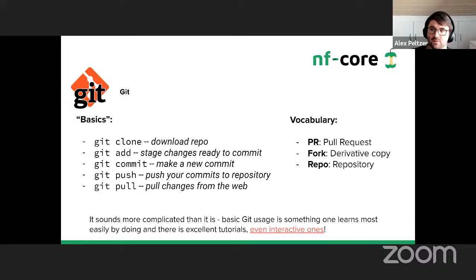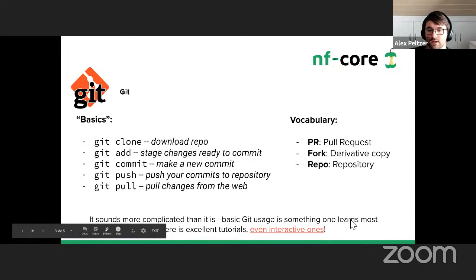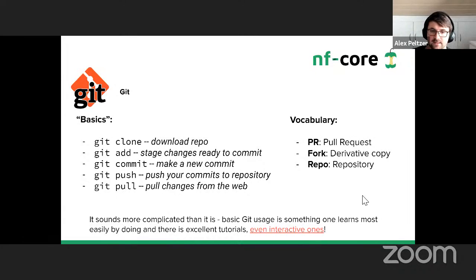But I can also use that to develop my own type of feature, my own type of, let's say, mapping methods, changes to a pipeline or something like that, and send them back to the main repository via a pull request. All of this sounds a bit more complicated than it actually is.